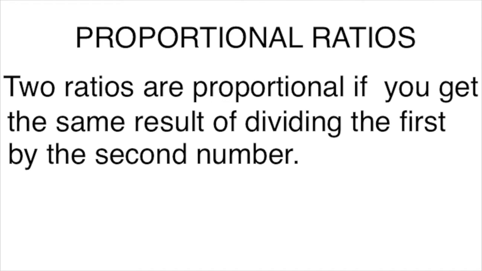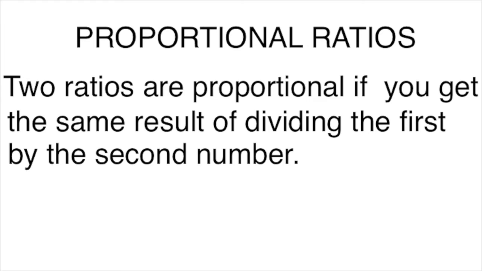So in our last video, we talked about what ratios are, and we touched very briefly on the idea of two ratios being proportional. So what is the definition of ratios that are proportional? Well, here's one way that you can think of it. Two ratios are proportional if you get the same result when you divide the first by the second number in each ratio.